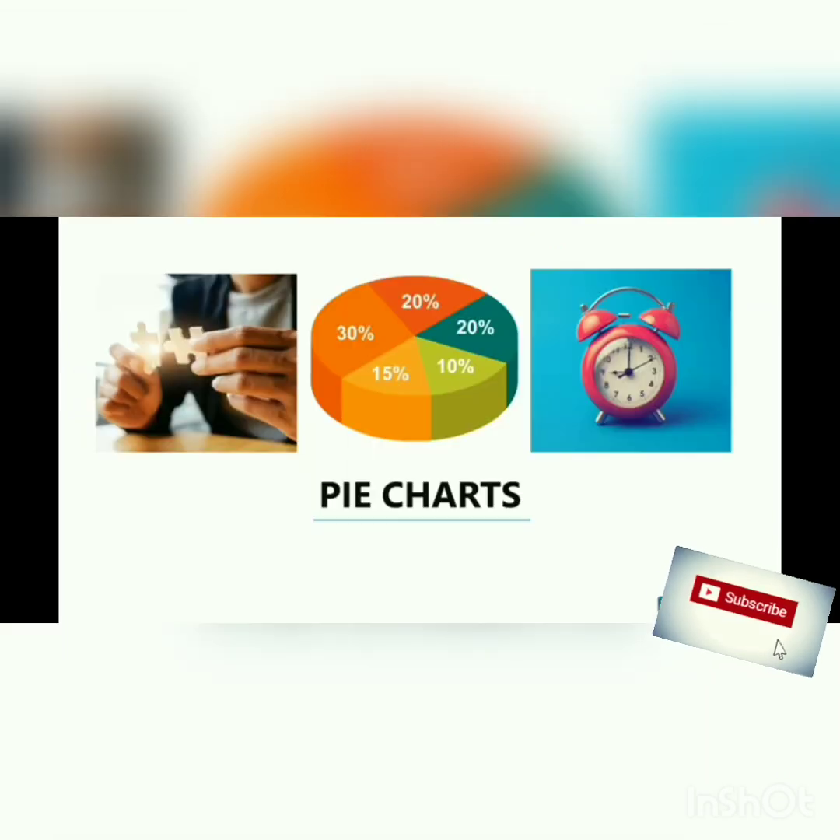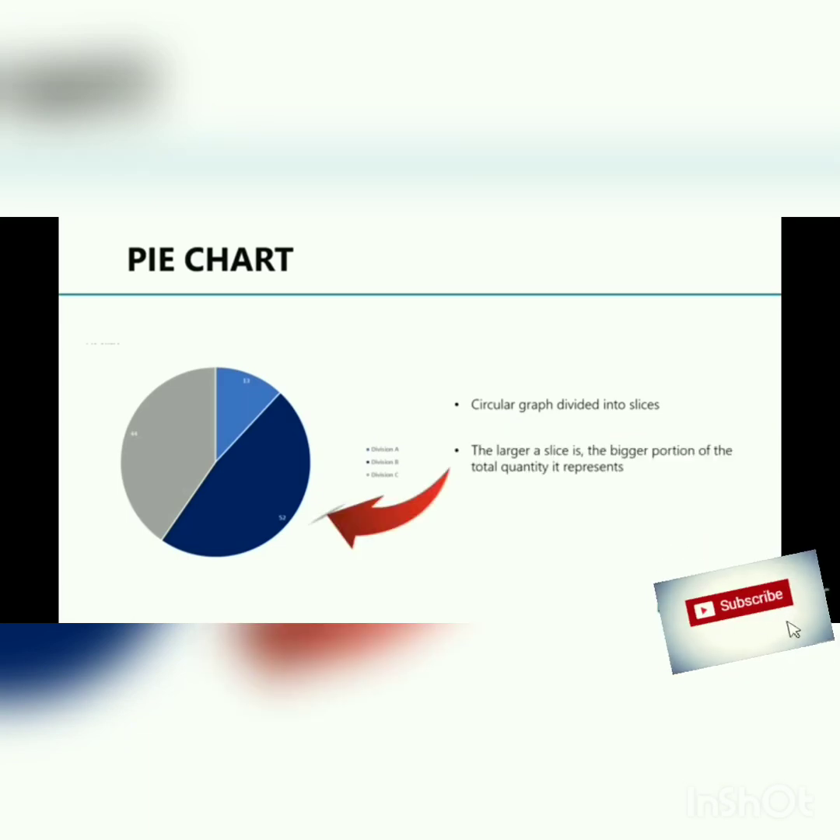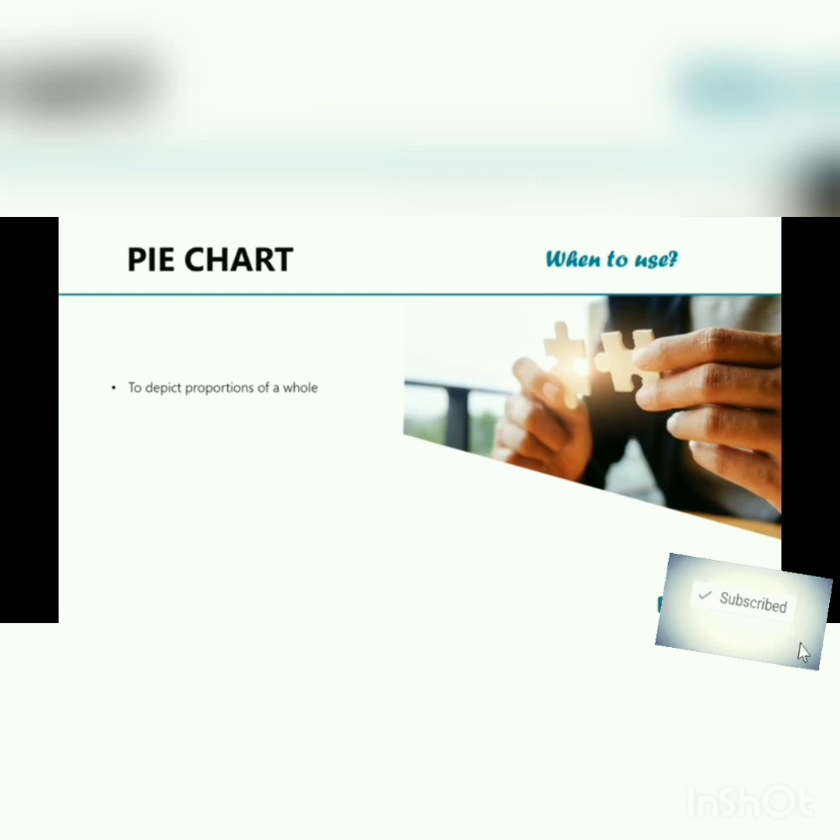Pie charts. A pie chart is a circular graph divided into slices. The larger a slice is, the bigger portion of the total quantity it represents. When to use a pie chart. So, pie charts are best suited to depict sections of a whole.